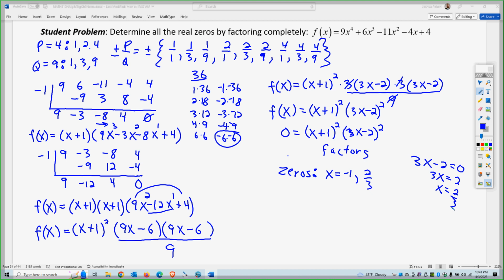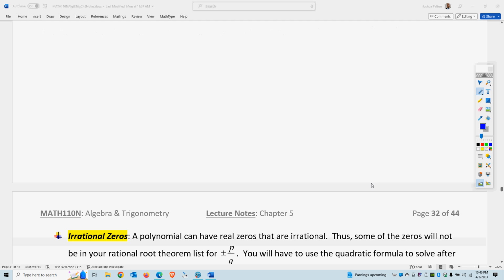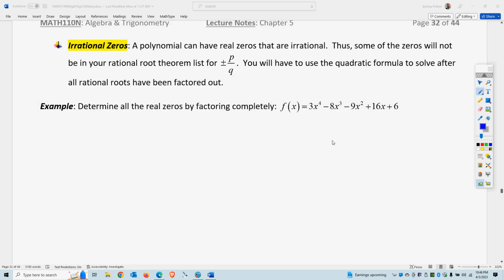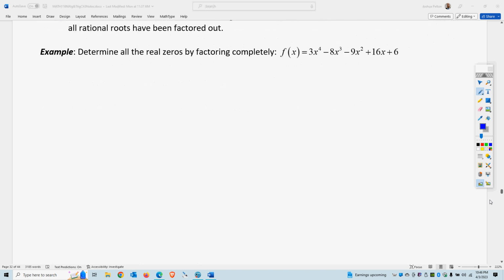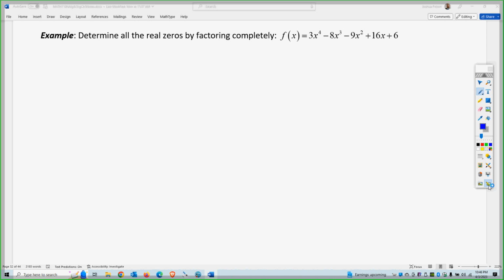Okay, so all of these so far have had all of the answers in the actual table that we made. But what if you had some irrational answers, which could happen, which means you're going to have to do the quadratic formula or some variation of that when you get down to the last step. Which is fine. That's why, once you get down to a quadratic, you want to stop doing the method with the P and Q list, because they might not be actual rational answers.